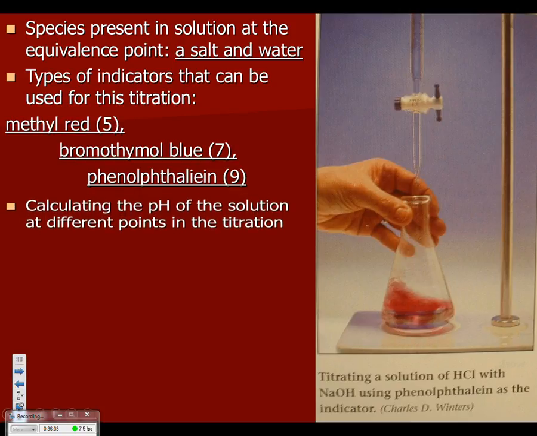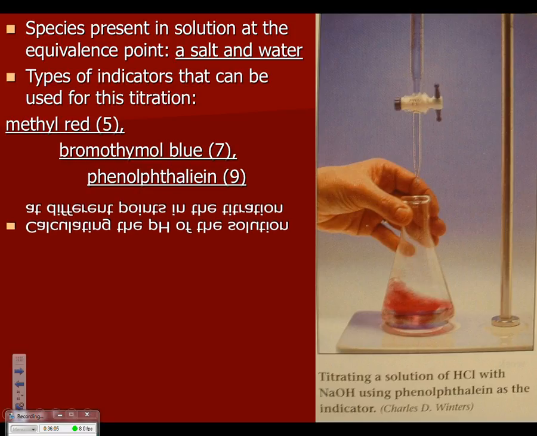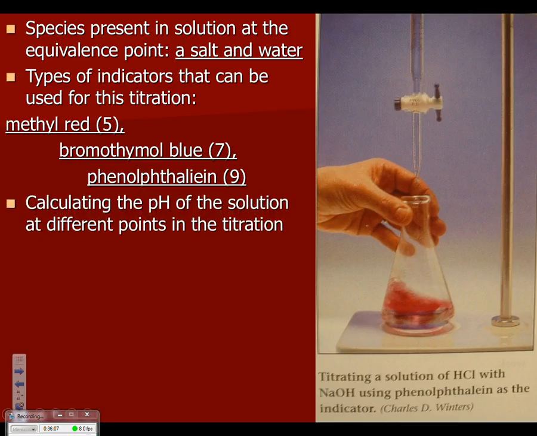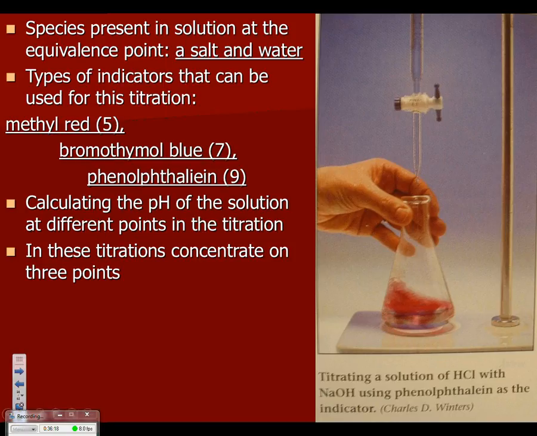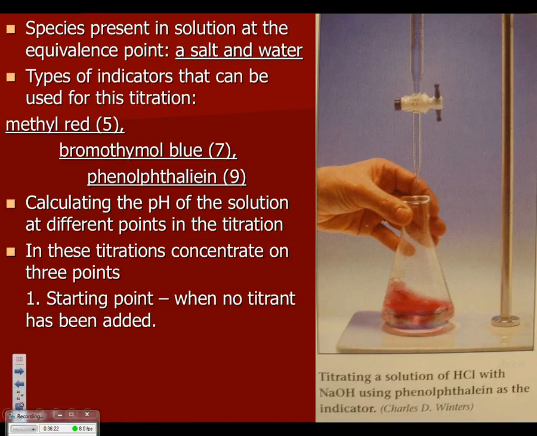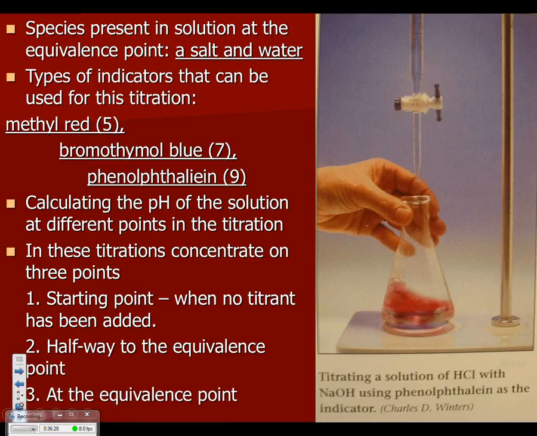Some of them are really easy to see. They go from clear to pink, like phenolphthalein. Bromothymol blue goes from yellow to blue, and you have a green in between, so you've got to decide when is blue and when is not. Methyl red goes from yellow to red, so you've got an orange in between. Okay. The starting point, this is where they usually have you find pH. The starting point, when no titrant has been added, halfway to the equivalence point, and at the equivalence point.